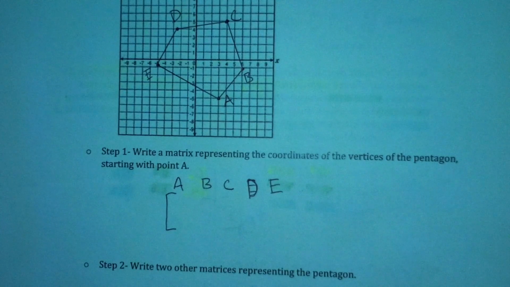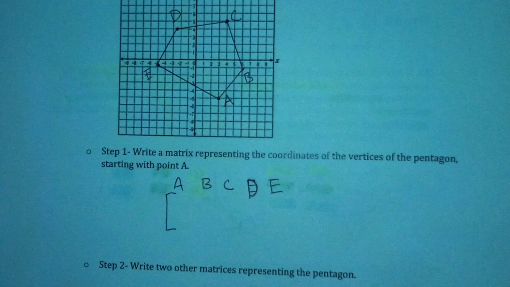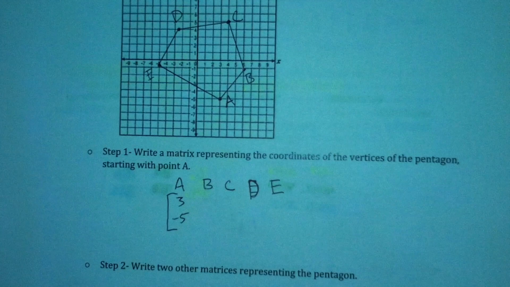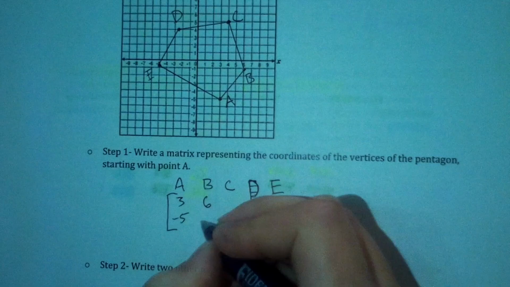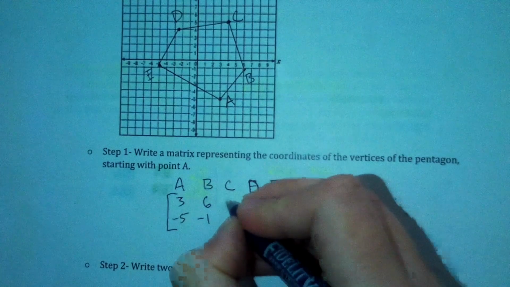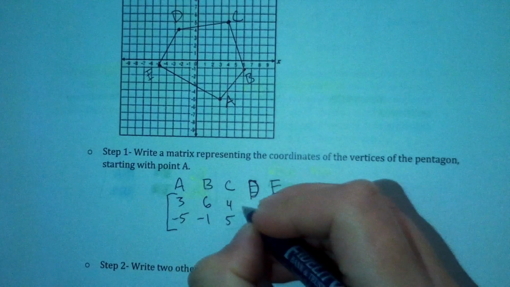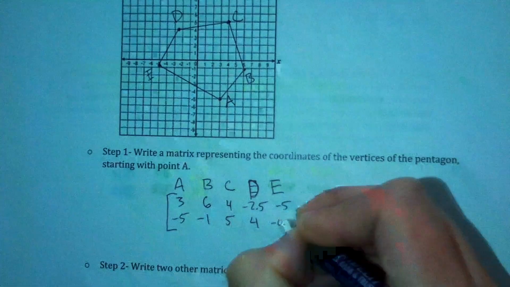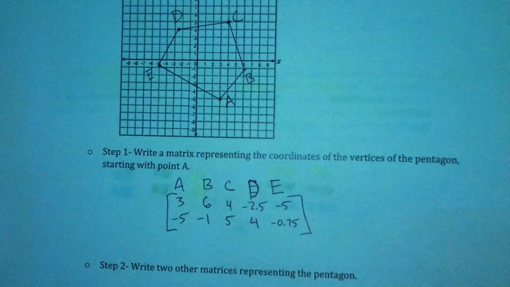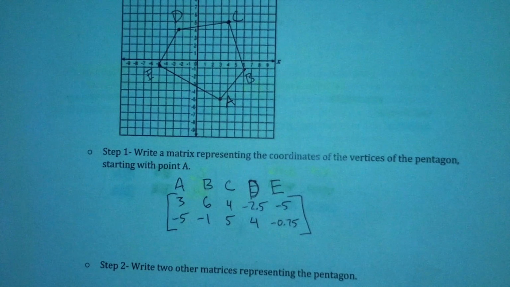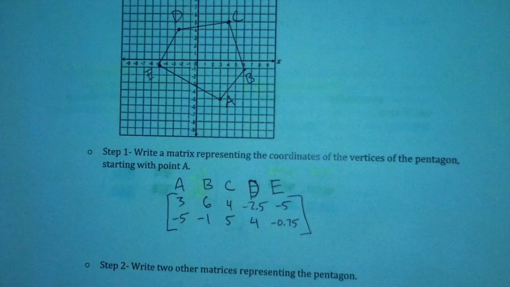It wants two other ones here, so what's another way we can name it? Can we start from C? Sure. Which way do you want to go? Would it be C, D, E, A, B? Yep, that would work. So if we go C, D, E, A, B, that should be fine. So C would be at 4, 5. D is at -2.5, 4. E is -5, -0.75. A is 3, -5. And B is 6, -1. Yep, that should work.